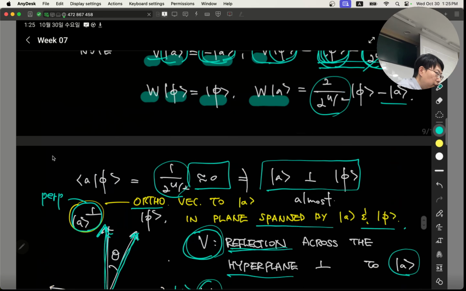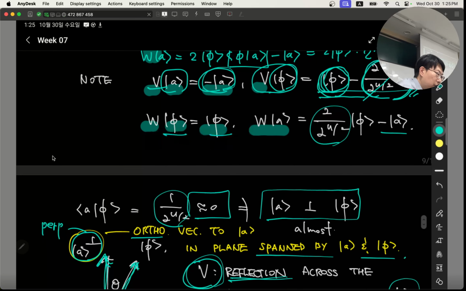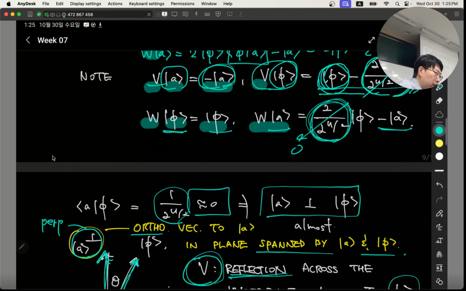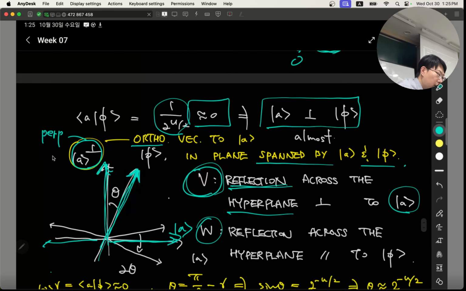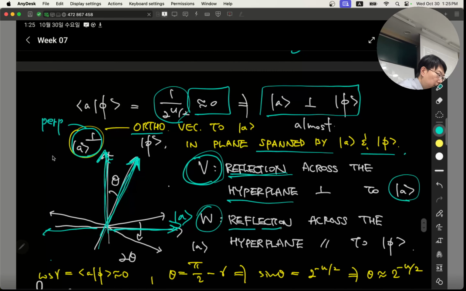So W is sending phi to phi, but A to minus A, because we can ignore the coefficient. So this is almost 0. So we can say that W is a reflection across something perpendicular to phi.